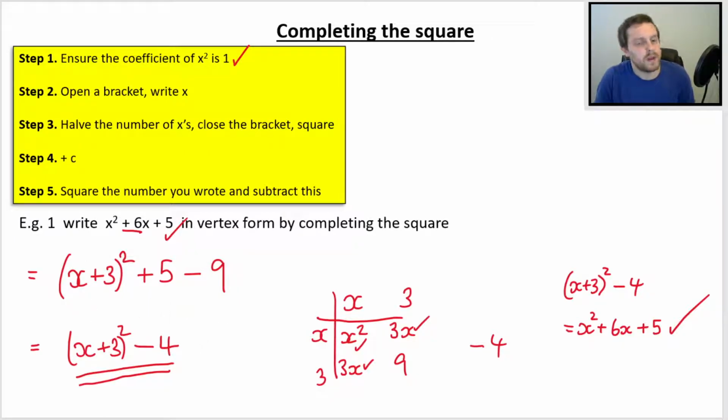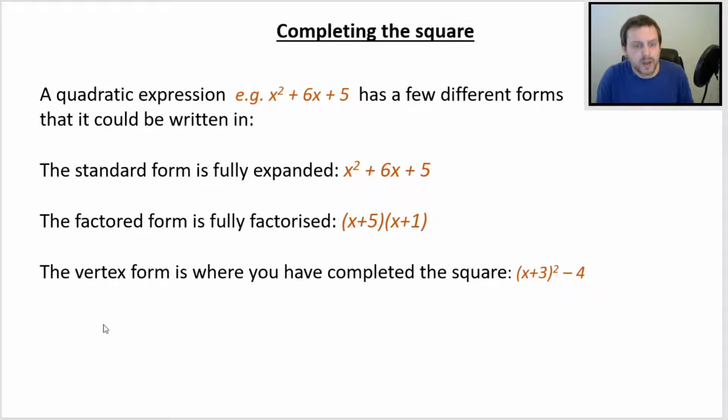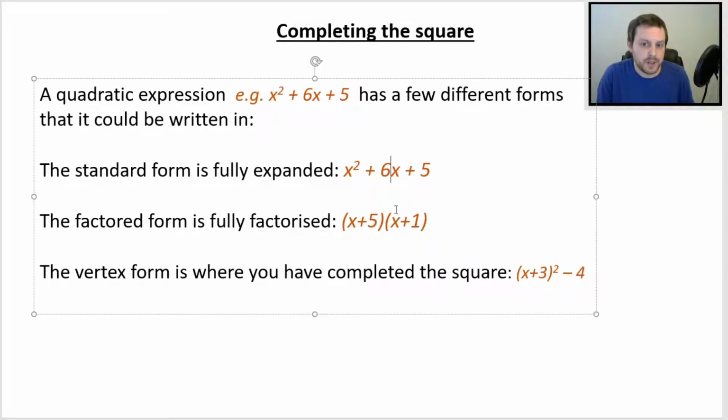Okay? So I'm going to do another example. Oh, by the way, there you go. So the vertex form is where you've completed the square. So each of these 3 things here are the same thing. They're all equivalent. They're just written differently.